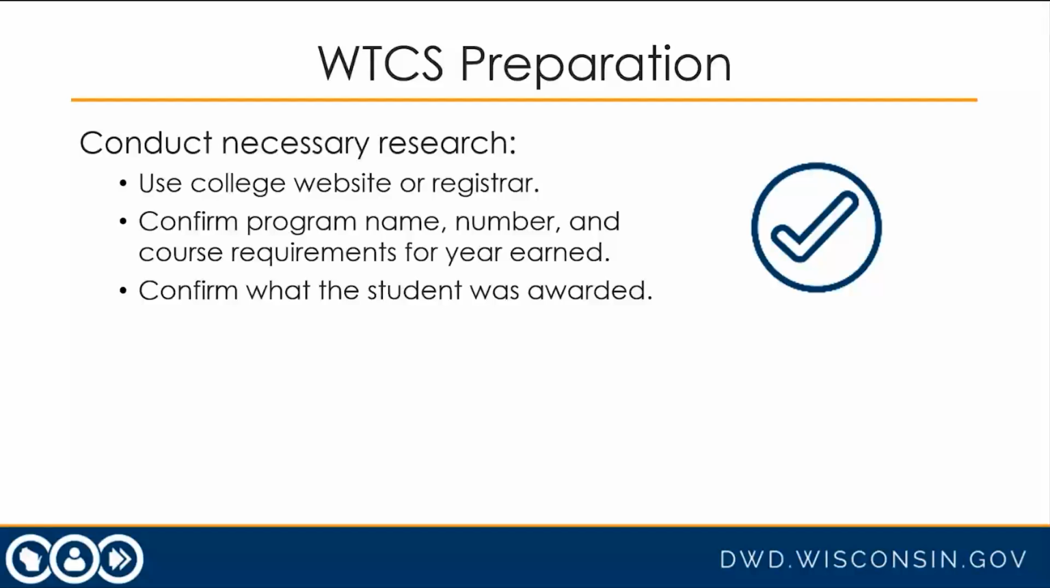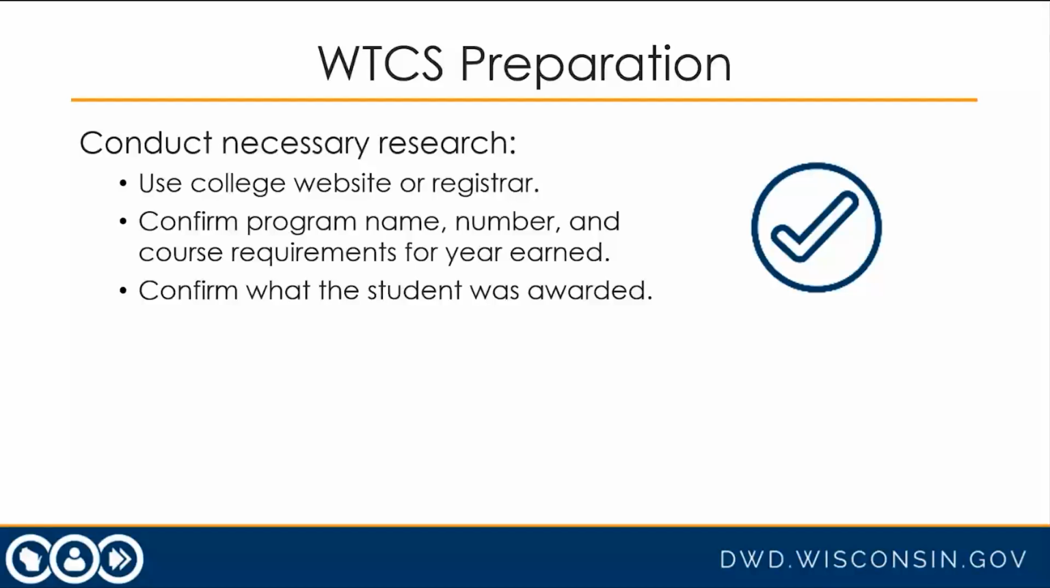If the transcript doesn't have the diploma or certificate awarded specified, and you're unsure if a student actually completed an eligible program, confirm with the college which diploma or certificate the student actually earned, the date it was awarded, and the required courses for the year it was earned.